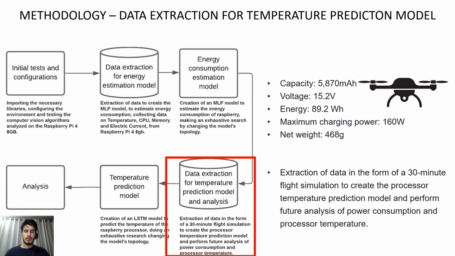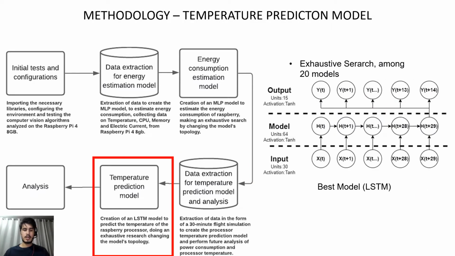In the next step, we extract the data in the form of a 30-minute flight simulation to create the processor temperature prediction model and perform future analysis of processor energy consumption and temperature. The simulations were made based on the UAV manufactured by DJI, the Phantom 4. Finally, the creation of an LSTM model to predict the temperature of the Raspberry processor, doing an exhaustive search by changing the topology of the model, where the best model is able to predict the temperature of the onboard computer 15 seconds in advance, based on the previous 30 seconds.